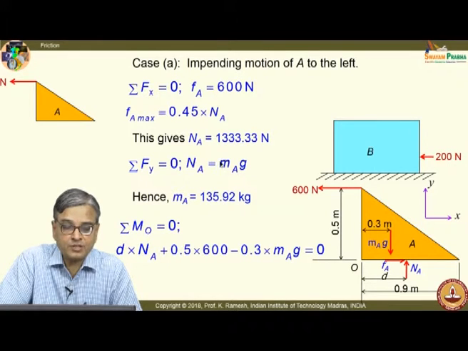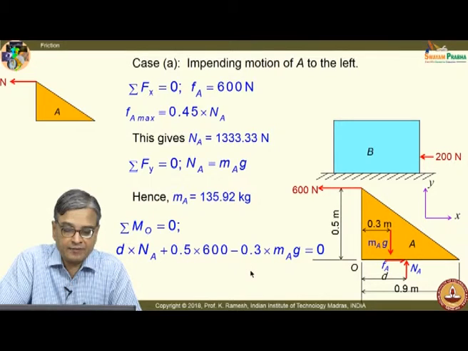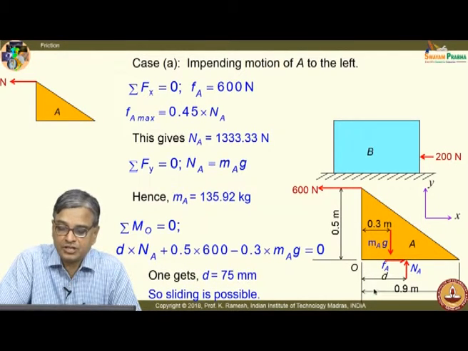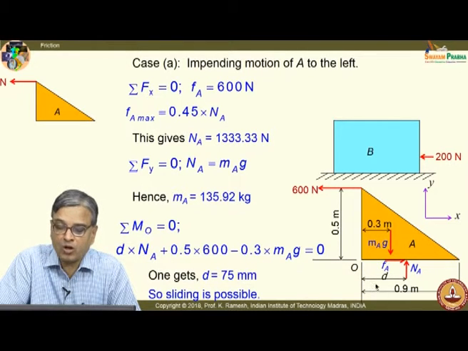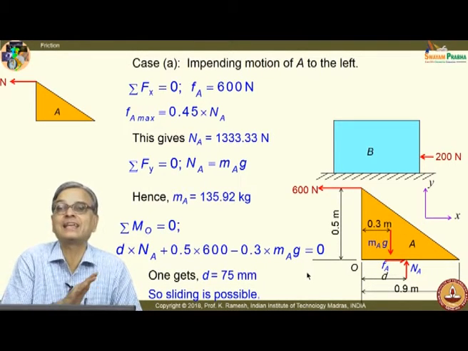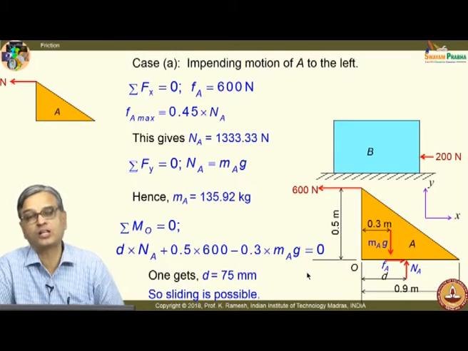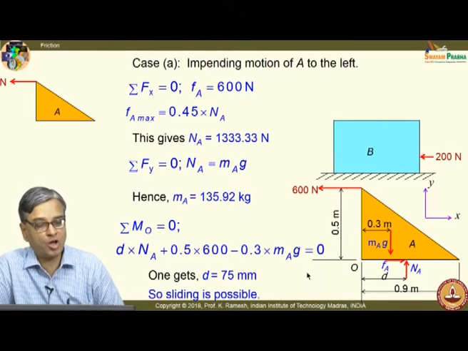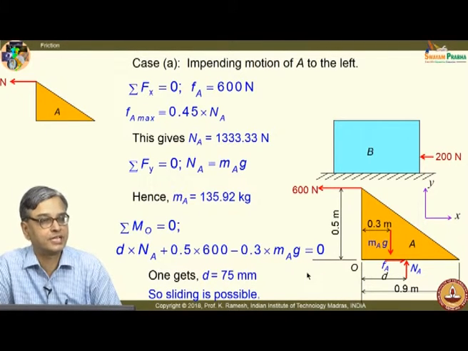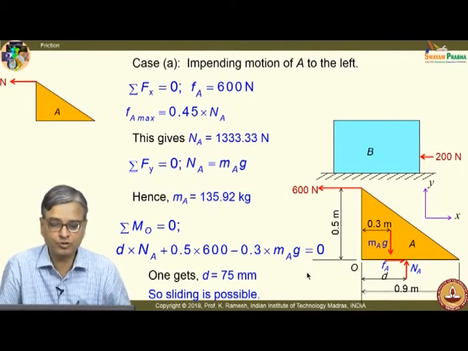So, when I substitute the values of Ma and Na in this, I get the value of d as 75 millimeter, which is within the block. So, sliding is possible. The block is not going to tip if the block is of weight 135.92 kilograms. It is not going to tip, it is going to only slide.